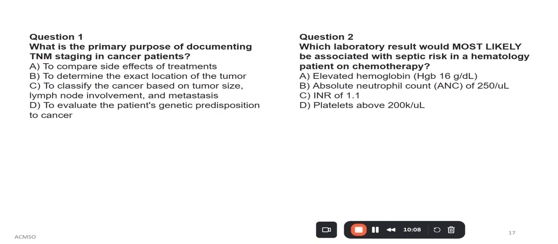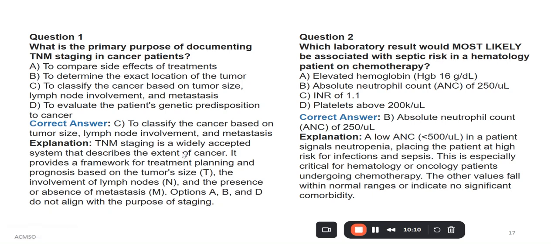Definitely the answer is C, as TNM staging is a widely accepted system that describes the extent of cancer. It provides a framework for treatment planning and prognosis based on the tumor size for T, the involvement of lymph nodes N, and the presence or absence of metastasis M.